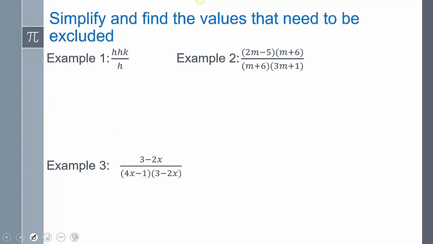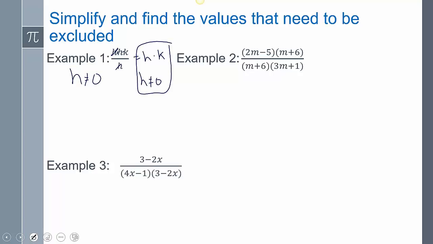So let's simplify some of these and state the values that need to be excluded. In this first example, because these are all factors, they're all being multiplied, so I can just say h over h. That cancels out, and I'm left with h times k. To find what needs to be excluded, we set the denominator, which happens to be h, equal to 0. Well, h is now by itself, so h cannot equal 0. Those are the two answers I'm looking for here.